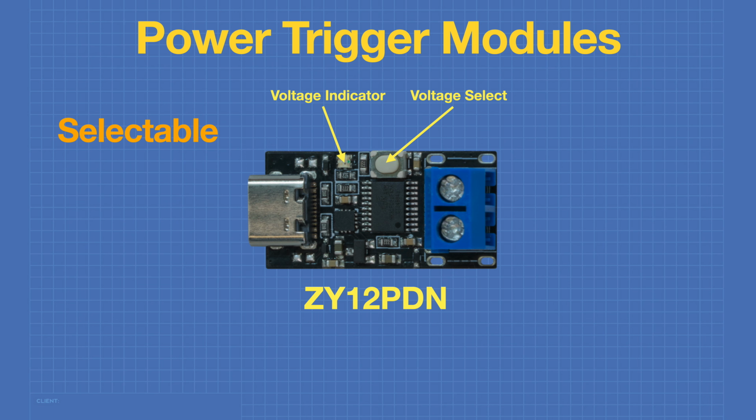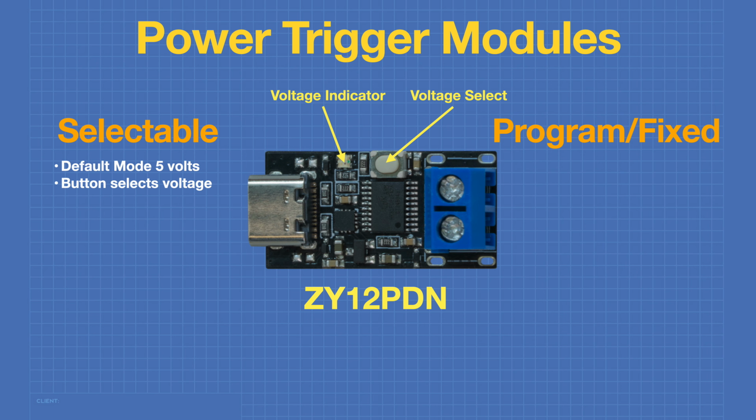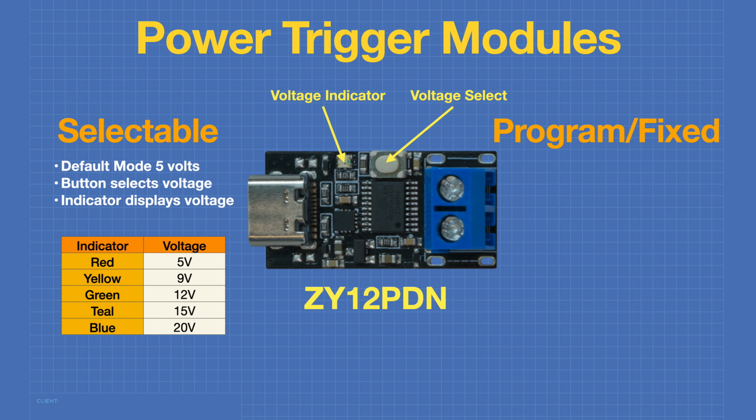It can be run in two different modes. In selectable mode, it defaults to 5-volt output. You can use the push button to select the voltage, and the indicator will display the output voltage as shown in this chart. Note that in selectable mode, it'll reset to 5 volts once you unplug it and plug it in, so you need to be aware of that.